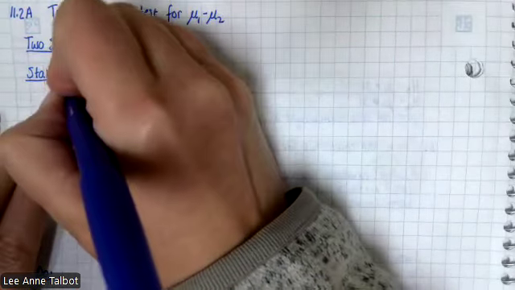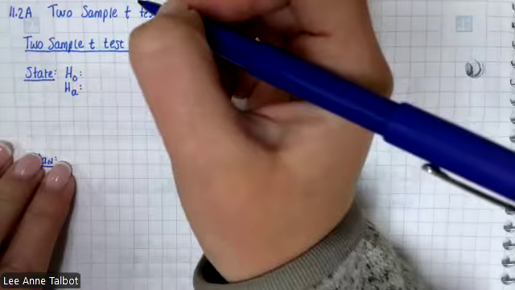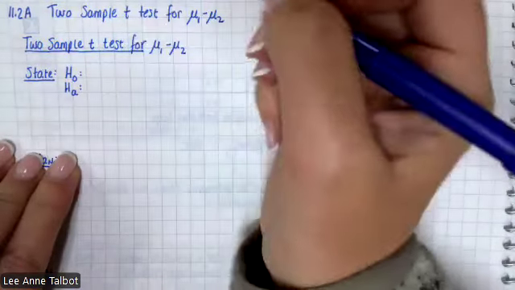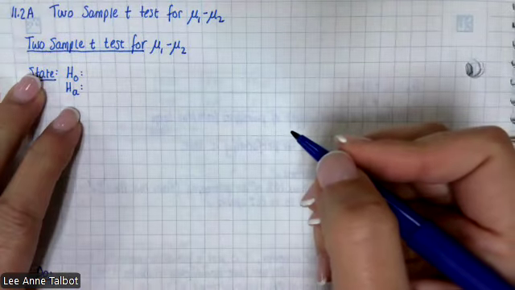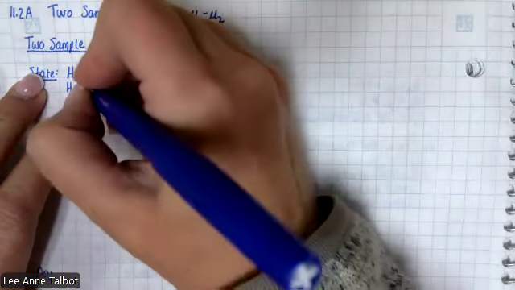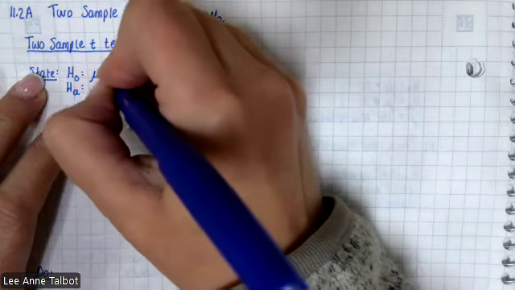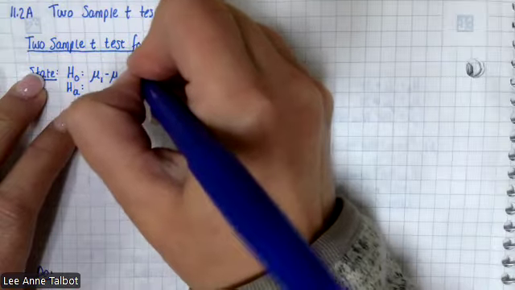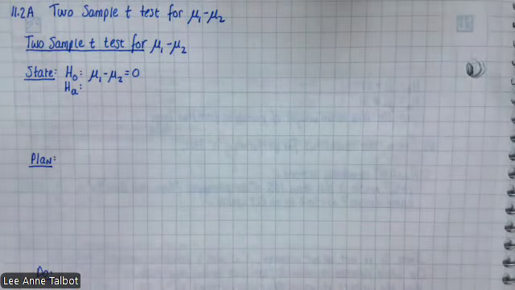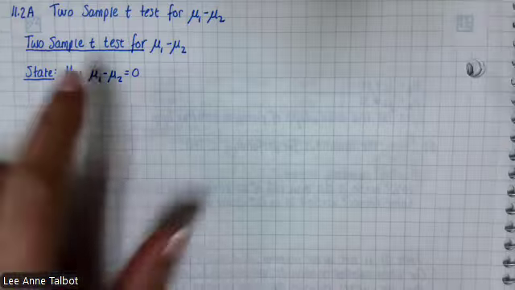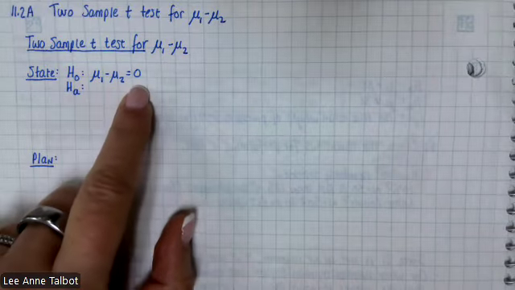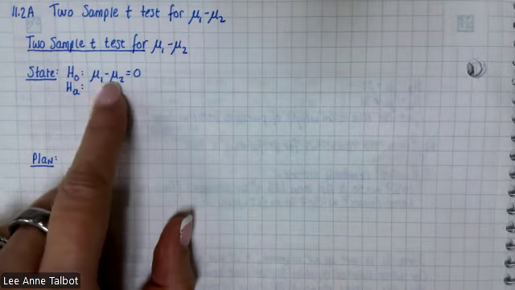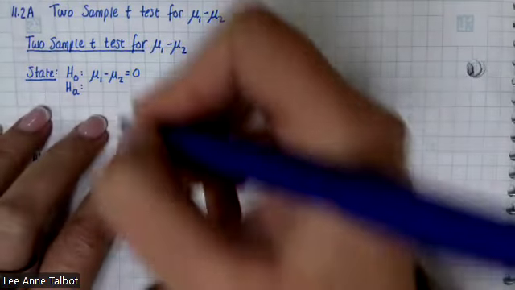Okay, state four things. When you're talking about a difference in means, the H0 is always the same. Just like when we did proportions, it was always assuming no difference, meaning that when you subtract them, it's zero. There's no difference between them.